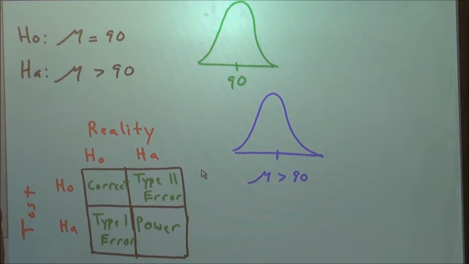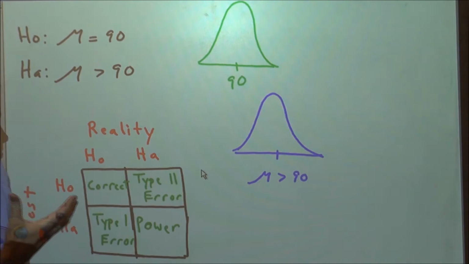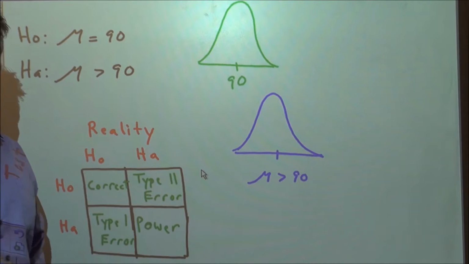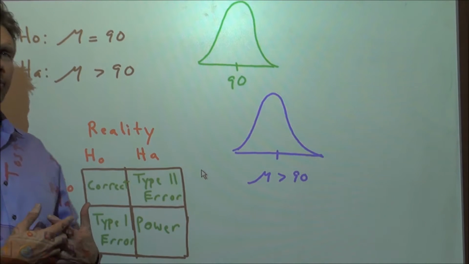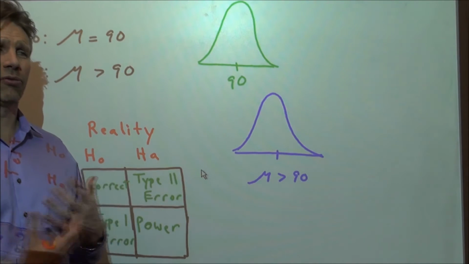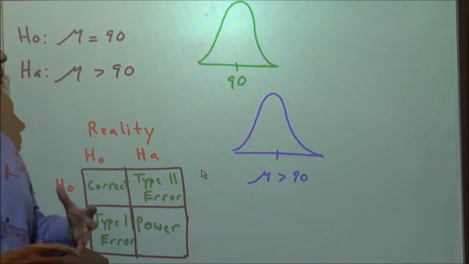Let's talk about power and type 2 error. Let's suppose we have a company that has customer service representatives on phone lines so that customers can call in. If our customers are waiting on average more than 90 seconds, we may frustrate them and start to lose customers and lose business. So we want to do a test.